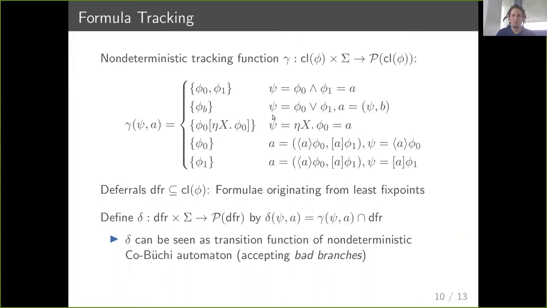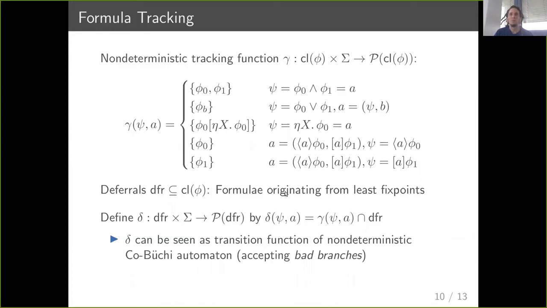And for the modal operators, if we select diamond a phi 0 and box a phi 1, and if the tracked formula is the diamond formula, then we track to the argument of the diamond formula, and if the tracked formula is the box formula, then we track to the argument of the box formula. So this gamma tracks single formulae through rule applications in tableau.